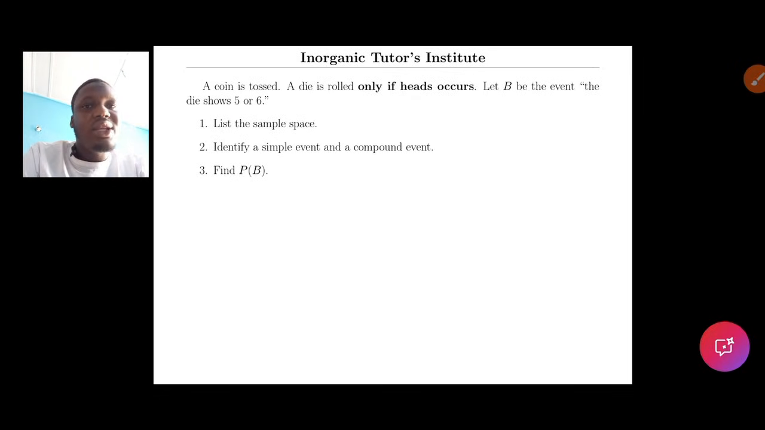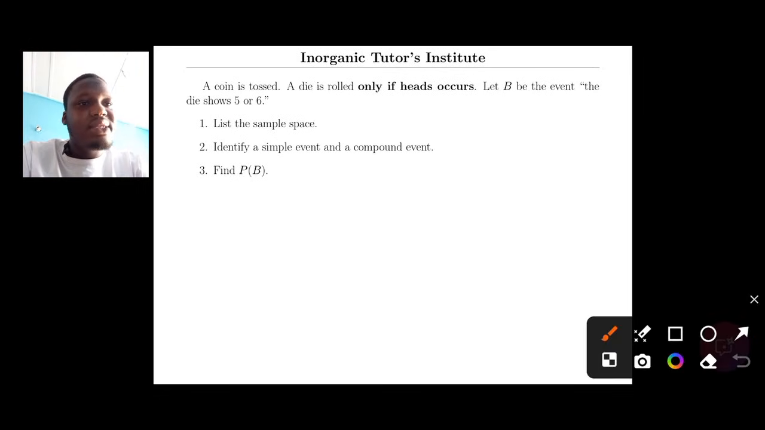So let's first list the sample space, but you have to also take note of something here. There is a conditional, the second one is a conditional experiment. Okay, so you can't do the multiplication here.